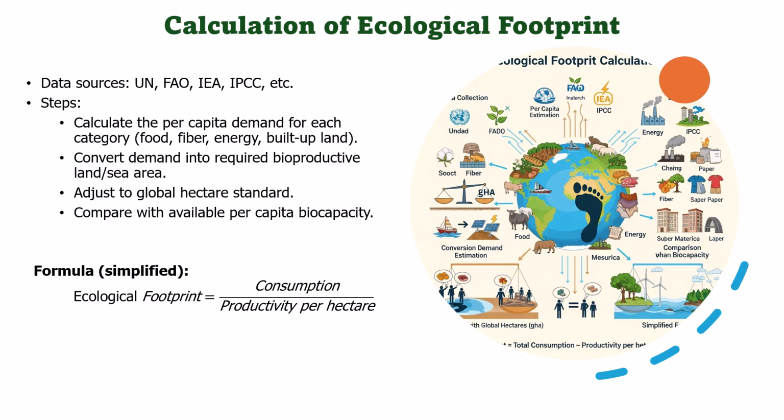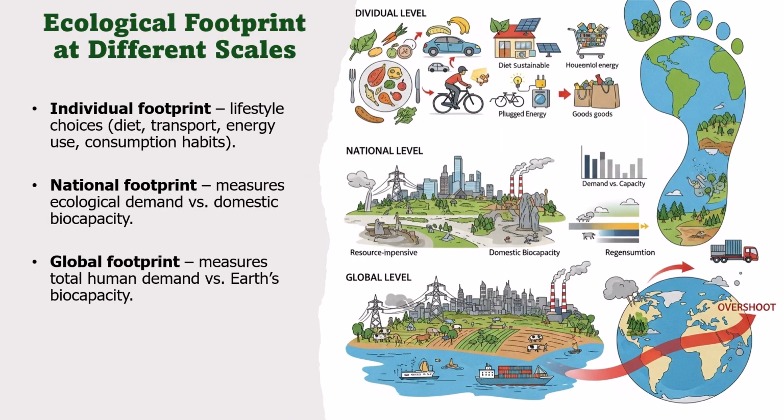Once this conversion is complete, the ecological footprint can be directly compared to available per capita biocapacity. A simple formula helps us to illustrate the calculation. The footprint is equal to consumption divided by productivity per hectare. This method allows us to determine whether a person, a nation, or humanity as a whole is living within Earth's ecological limits or placing unsustainable pressure on the planet. The ecological footprint can be measured at three different scales.